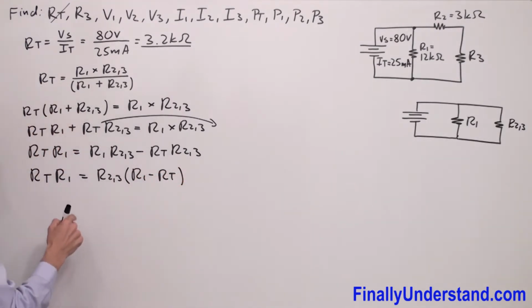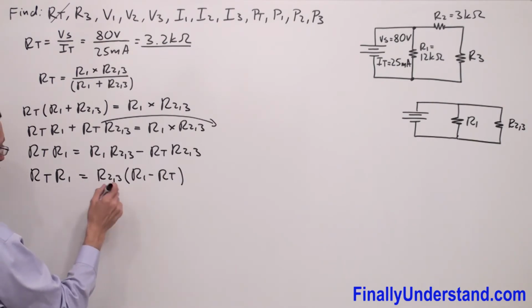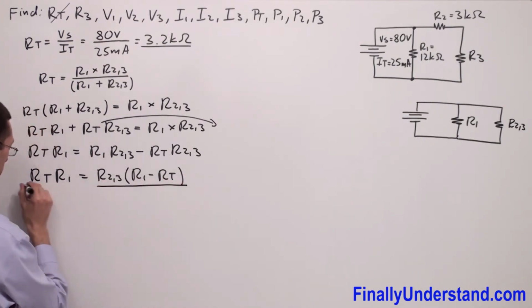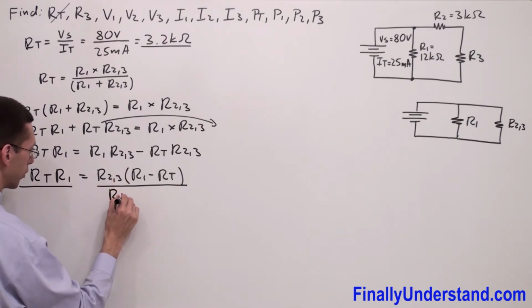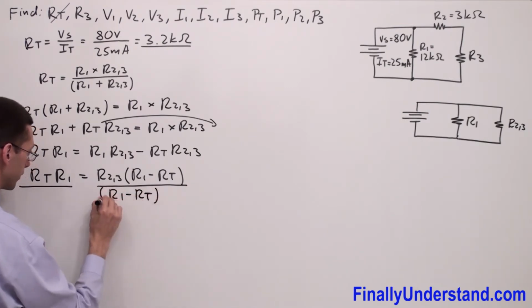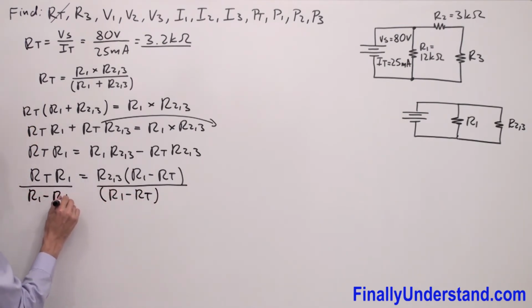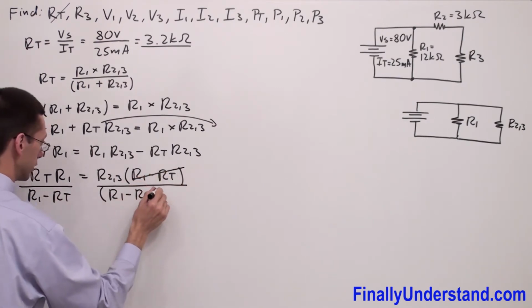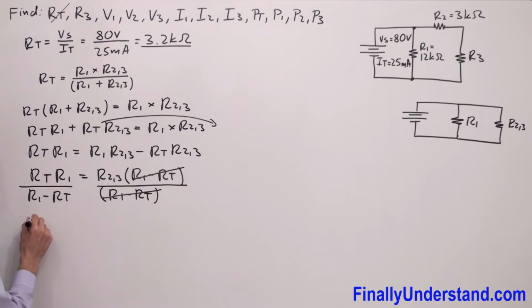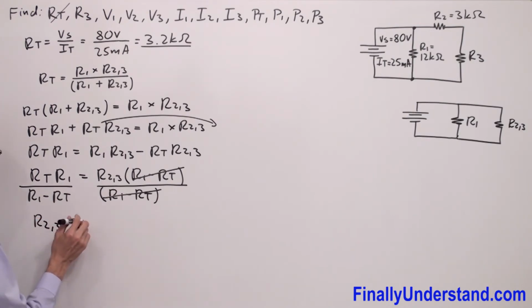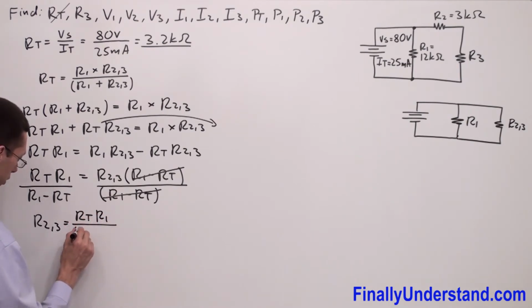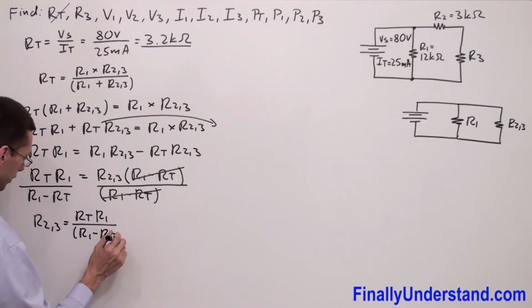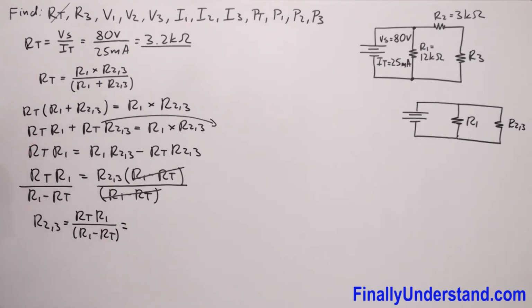Okay. In order to solve this formula for R2,3, I have to divide both sides of my formula by whatever is multiplied to R2,3. So I divide by R1 minus RT, and I have R1 minus RT. And we end up with R2,3 is equal to RT R1 over R1 minus RT. Okay? So, next we're supposed to plug in the values.